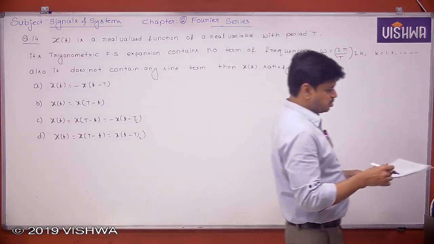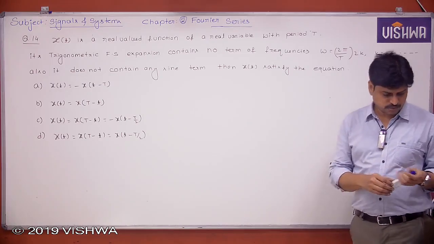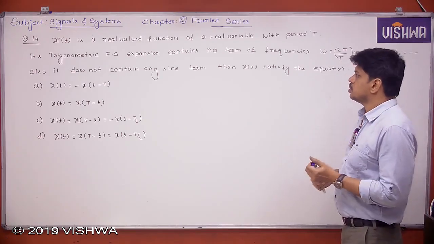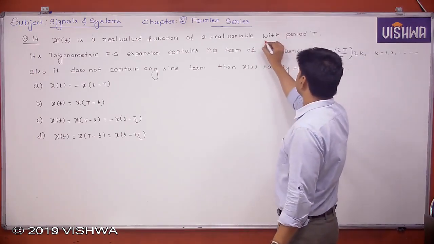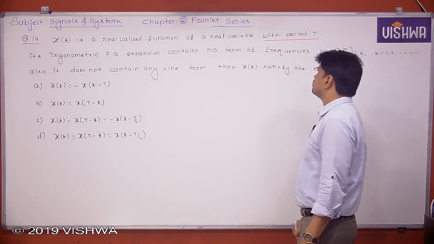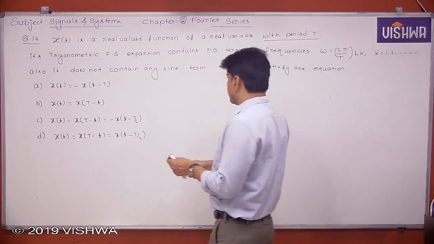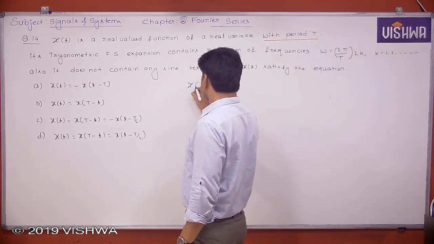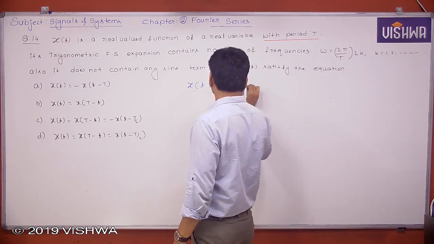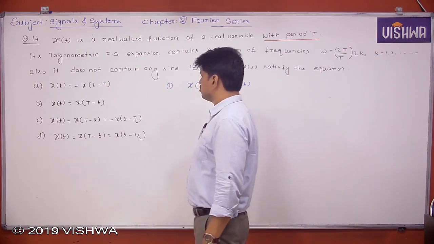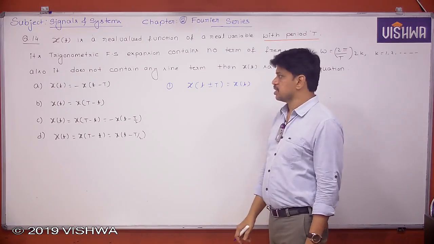First read the question so that you can get the answer. So x of t is a periodic function with a period T. With the period T, can we write x of t plus or minus T is equal to x of t? This is the first thing we can write. Any periodic signal, if you move a period, you are going to get the same signal.